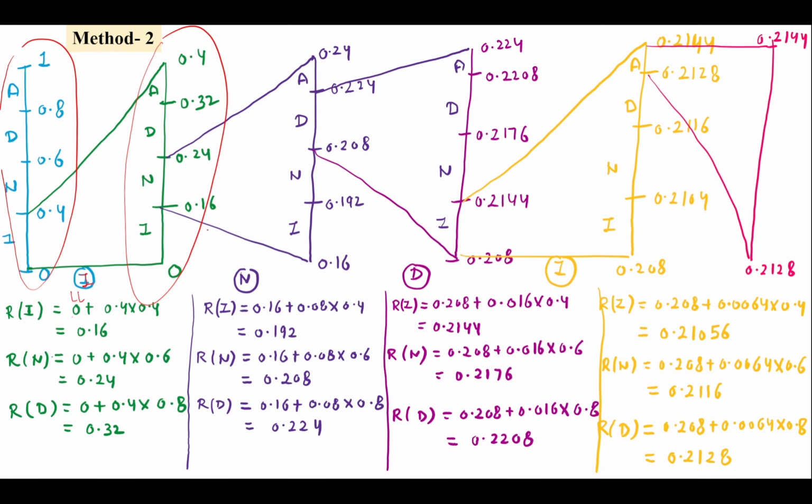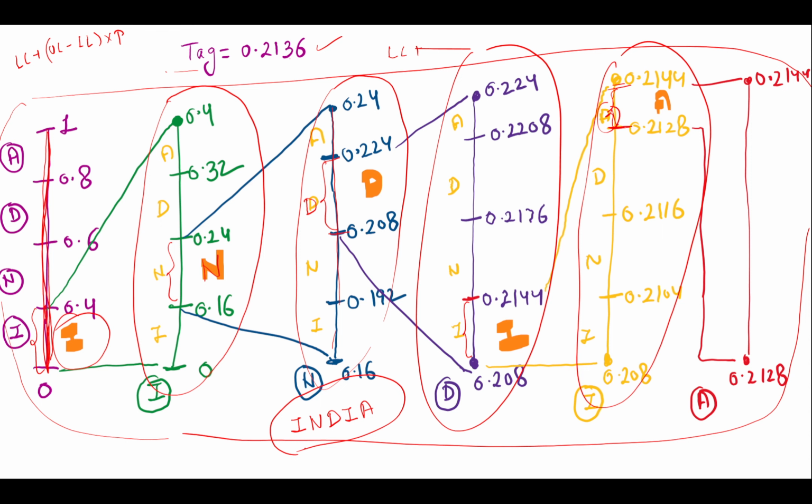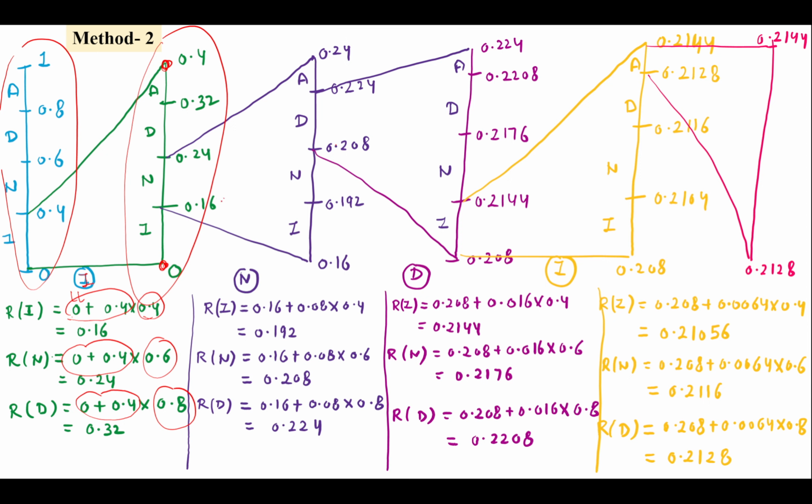First, the lower limit is 0 and the upper limit is 0.4. This does not change in stage 1. Every time you see these values, they do not change; only the probability of the letter changes. Here you get the same values because in method 1 you get 0.16, 0.24. In the second method you also get the same values. There is no difference in the data.